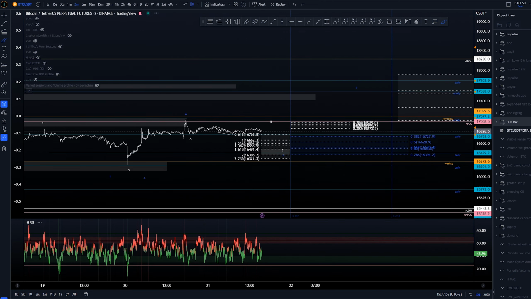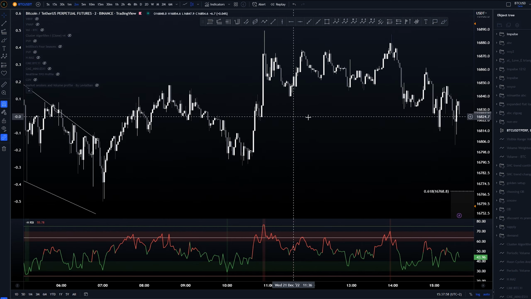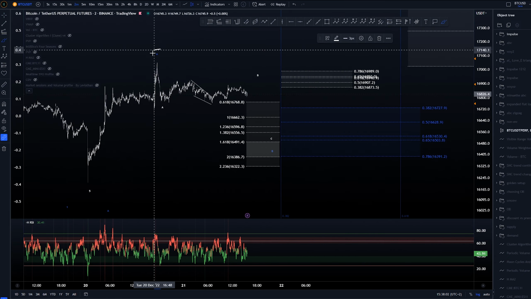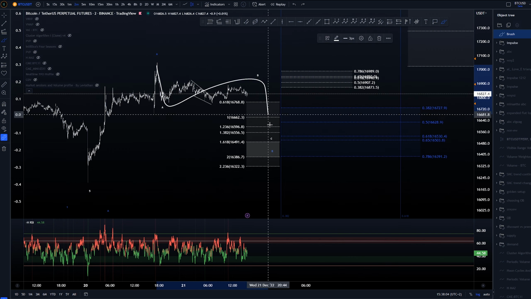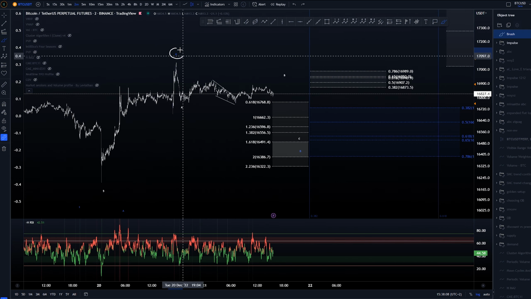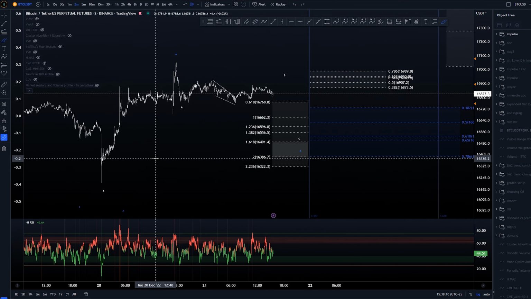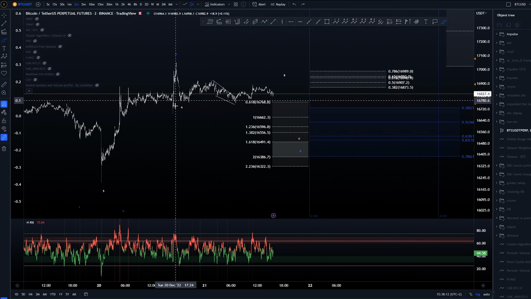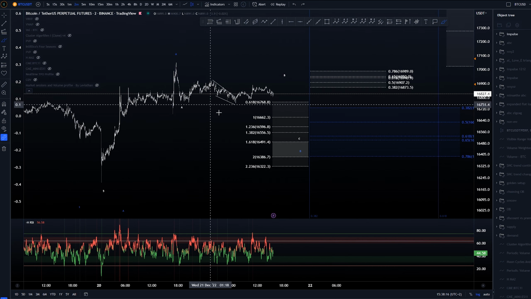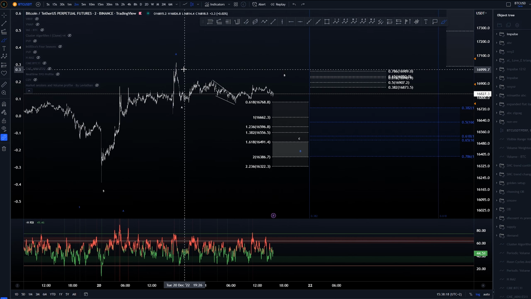Now let's zoom in a bit closer and take a look at the more local structures here. So this was the A wave. Then we would be looking for a 3-wave pullback. The reason why is that, as this was a 5-wave structure, the only idea that I have at the moment for this scenario is that this was an A wave of a zigzag. So currently we would be looking for a B wave.